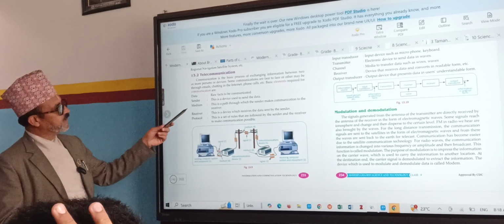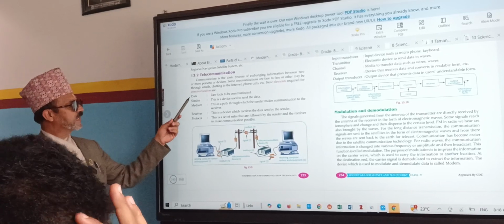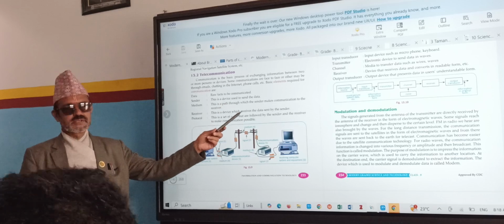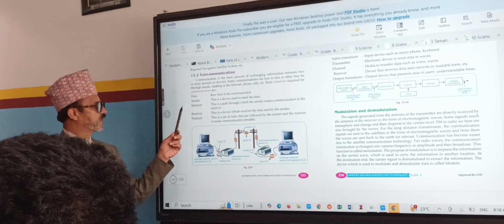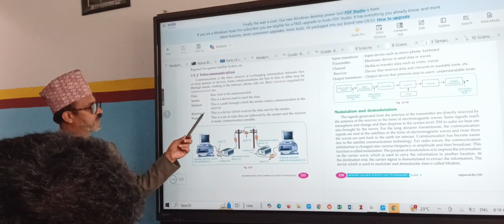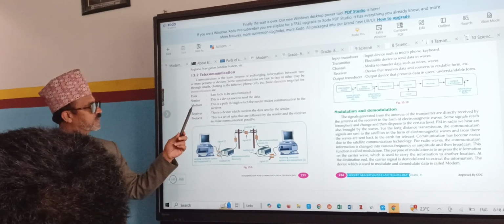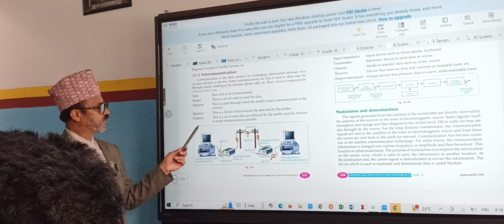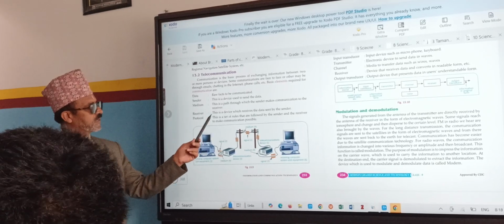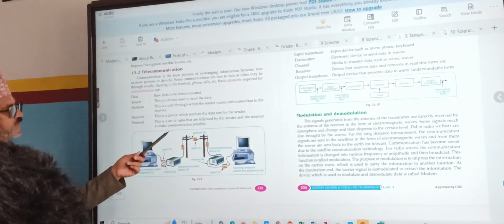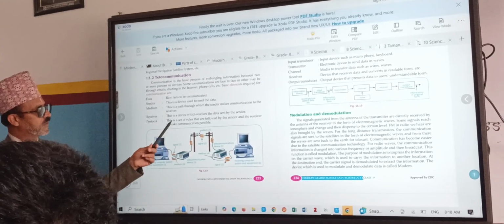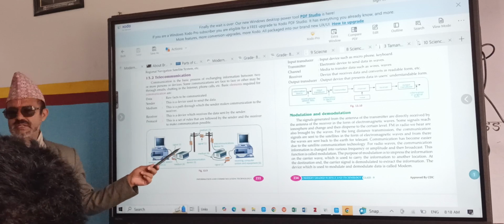What are the basic components, basic elements? Data, raw facts to be communicated. Sender, the device used to send the data. Medium, the path through which the sender communicates to the receiver. Receiver, a device which receives the data sent by the sender. Protocol, a set of rules that are followed by the sender and the receiver to make communication possible.